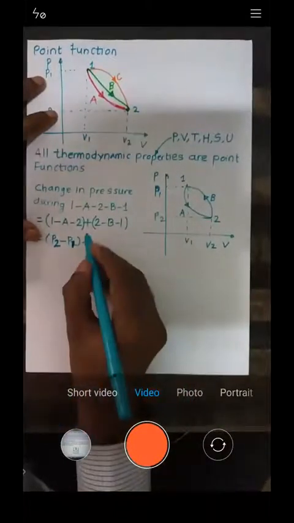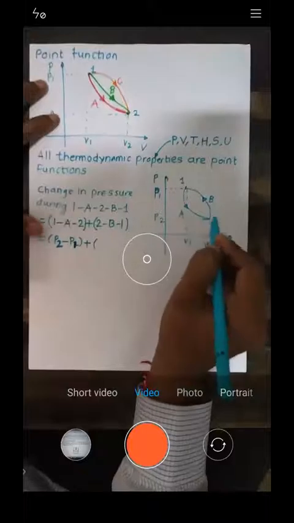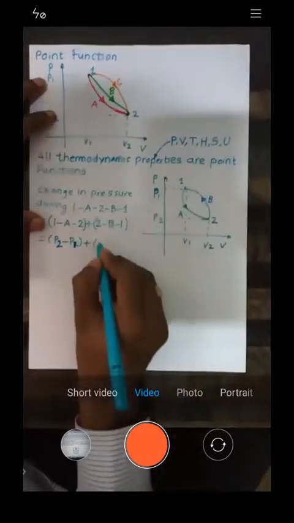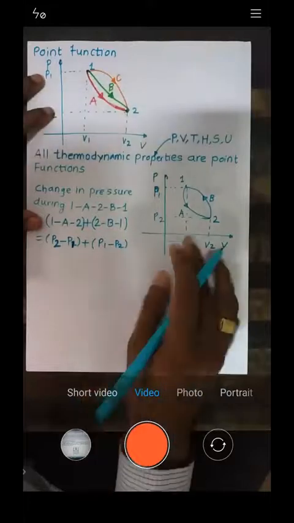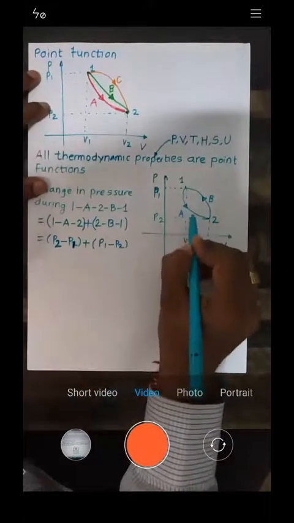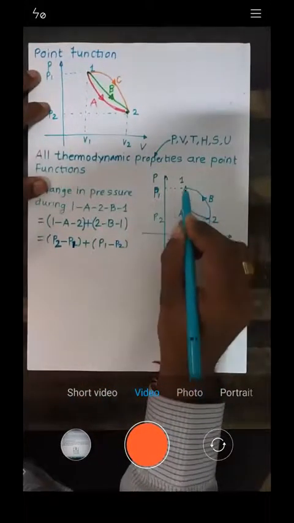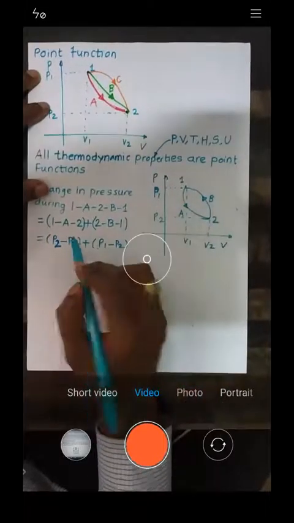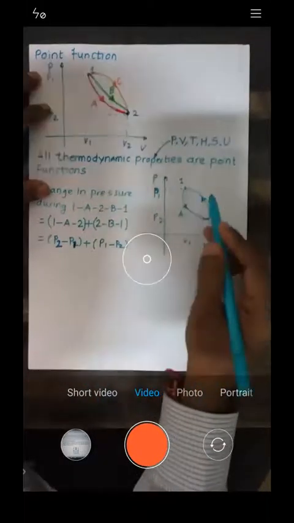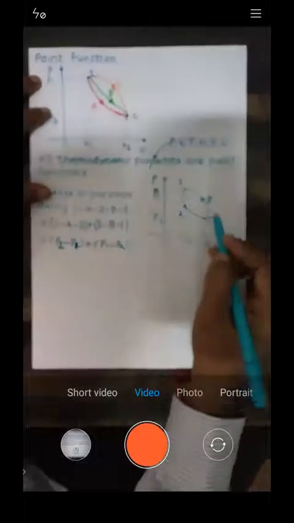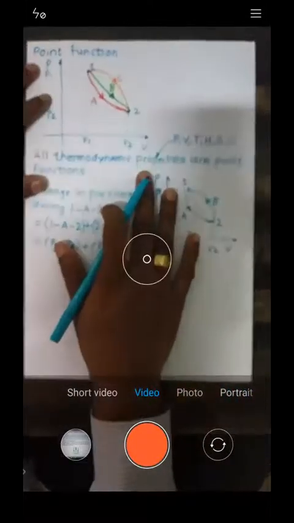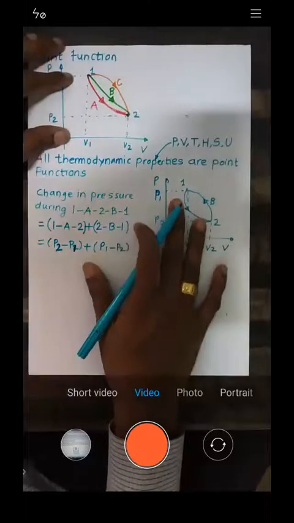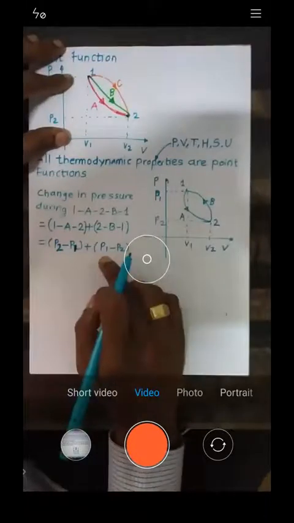And here what will you write down? Again, for 2B1, we will write down this as P1 minus P2. Is that okay? P1 minus P2. Again, final minus initial. You can see for 1 to 2, 2 was the final, 1 was the initial. So it is P2 minus P1, right? But when you move from 2 to 1, 1 is the final and 2 is the initial. So 1 minus 2, right?